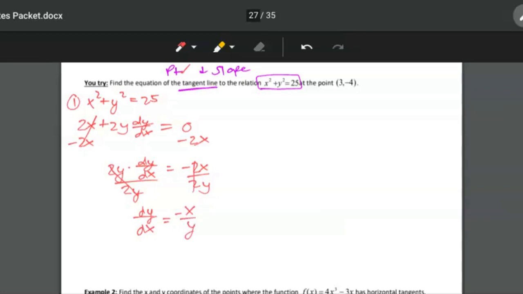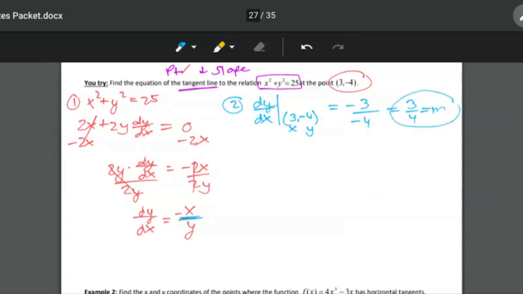But again, we need the slope. The derivative equation will help us get the slope; we just need to plug our point into it. That's step 2. We take our derivative, dy dx, and evaluate it at our point 3, -4. That means we plug in 3 for the x's and -4 for the y's. Our numerator was -x, so negative, and our x is 3. Our denominator is y, so our y is -4. So 3/4 is our slope. We can check that off our list. We have our point and our slope.